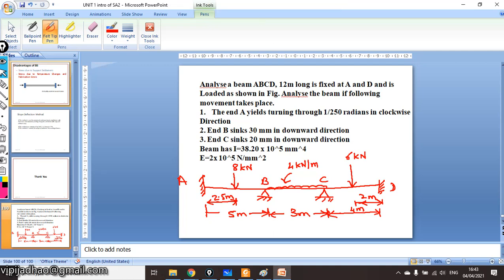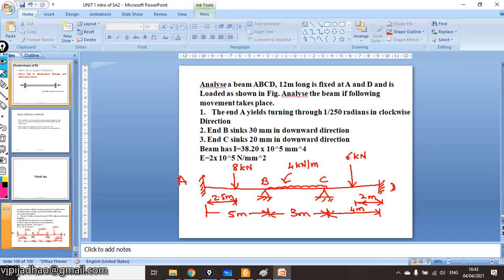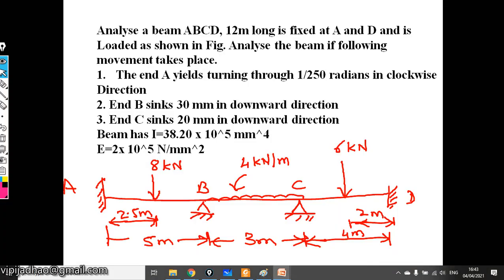Okay, so this is the problem, and the problem statement is like this: analyze a continuous beam ABCD, 12 meters long, fixed at A and D and loaded as shown in the figure. Analyze the beam if the following movements take place. The end A, you can see here, yields turning through an initial slope in the clockwise direction.